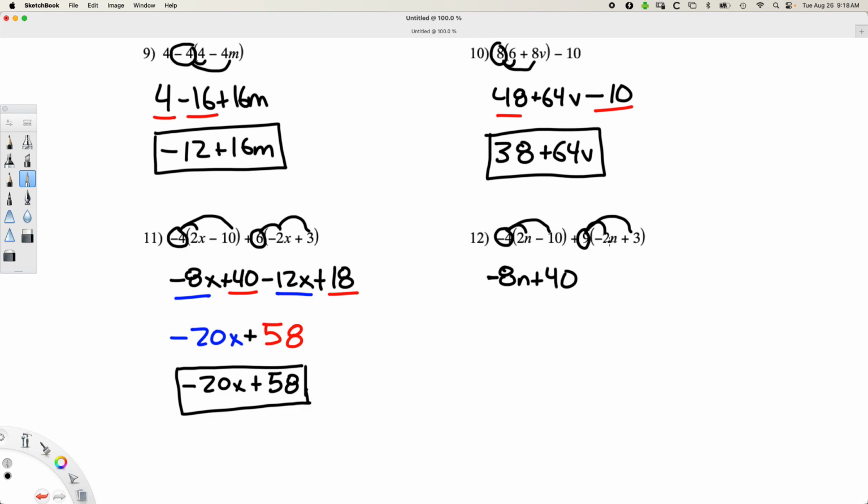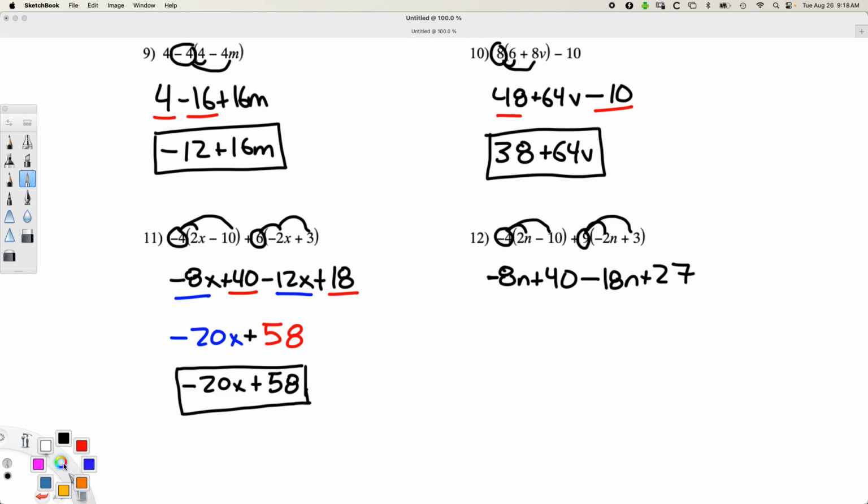Now I have my 9 times negative 2n. A positive times a negative is a negative, and 9 times 2 is 18, and it's 18n. And then 9 times 3, a positive times a positive is a positive, and that would be 27.